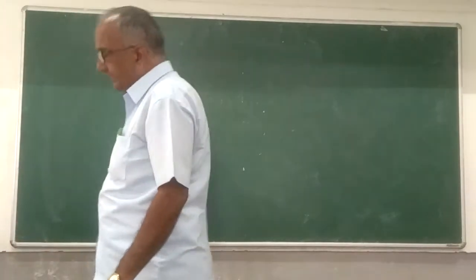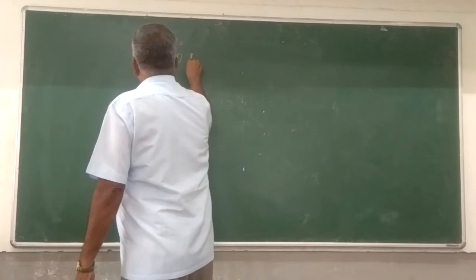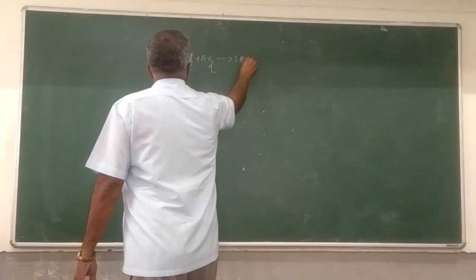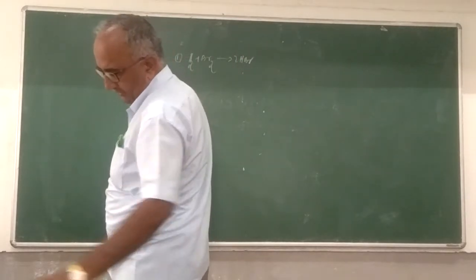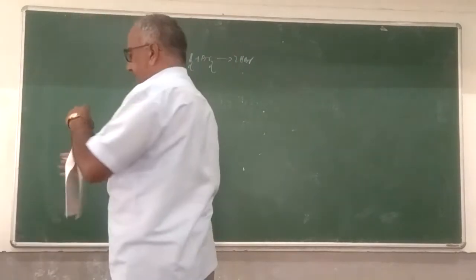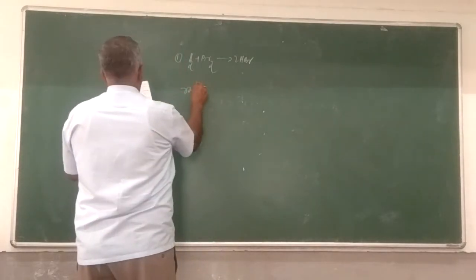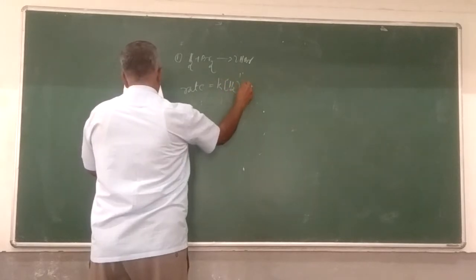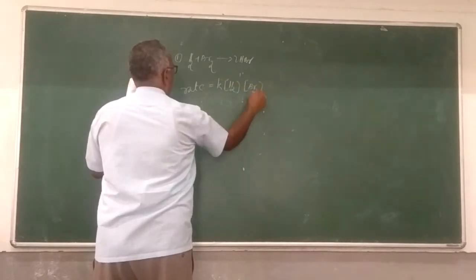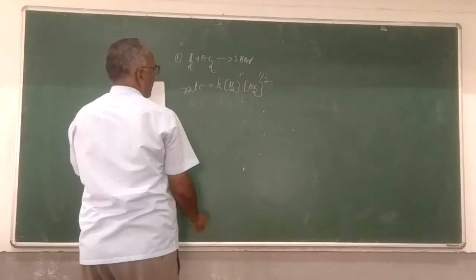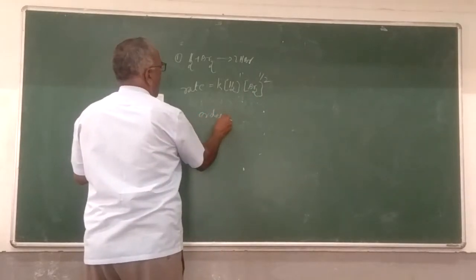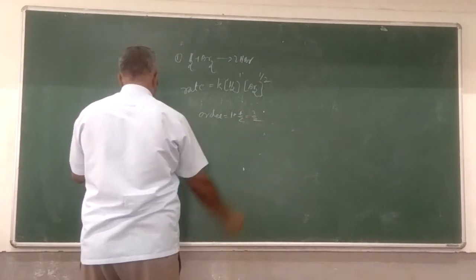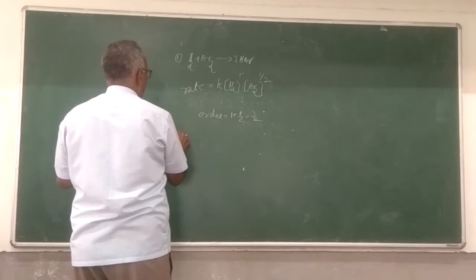If you consider some examples, the reaction between hydrogen and bromine to form hydrogen bromide, the rate is equal to K into the first power of molar concentration of hydrogen and half power of molar concentration of bromine. Therefore, order is equal to 1 plus 1 by 2, that is 3 by 2, called as fractional order reaction.